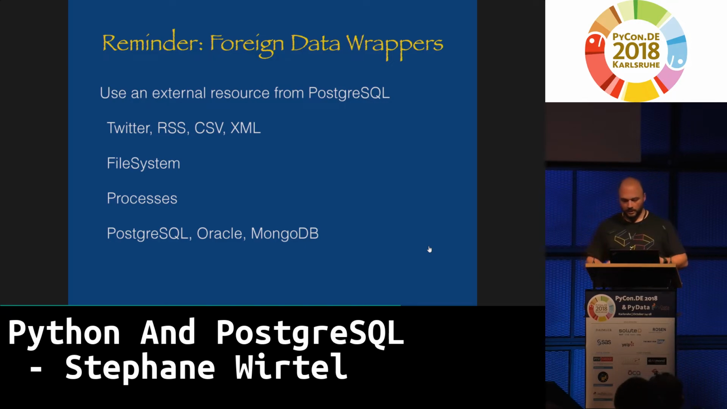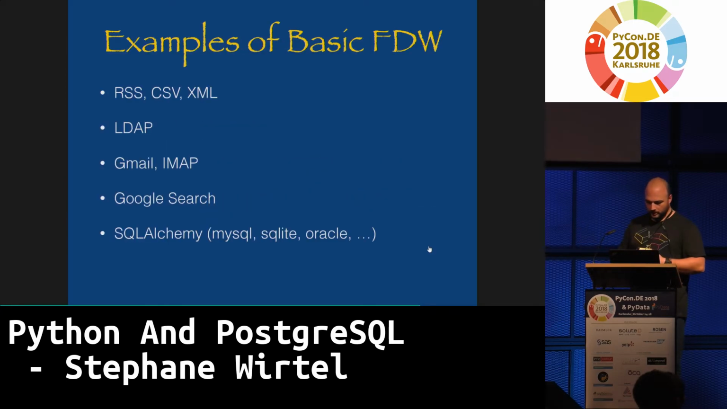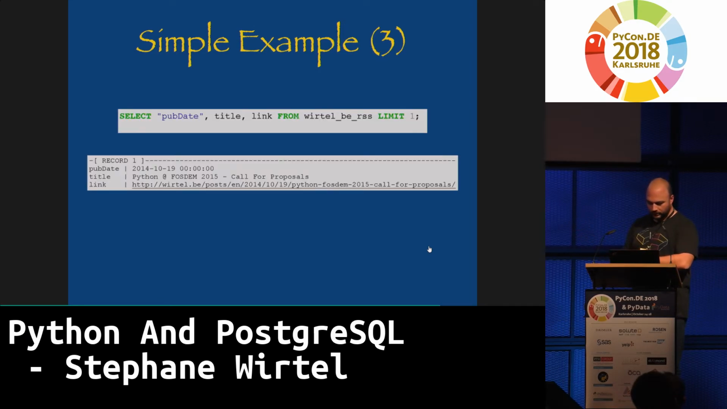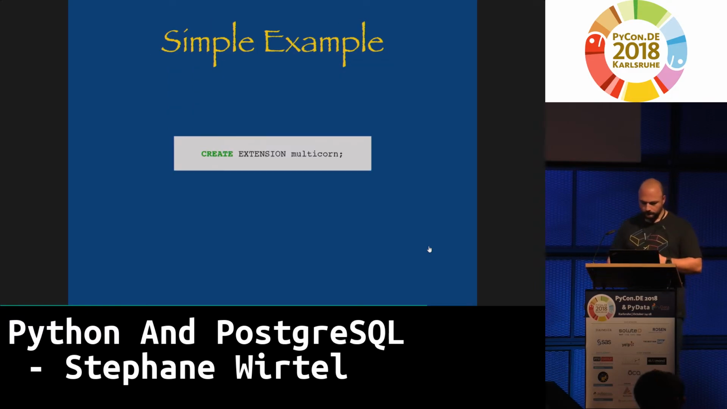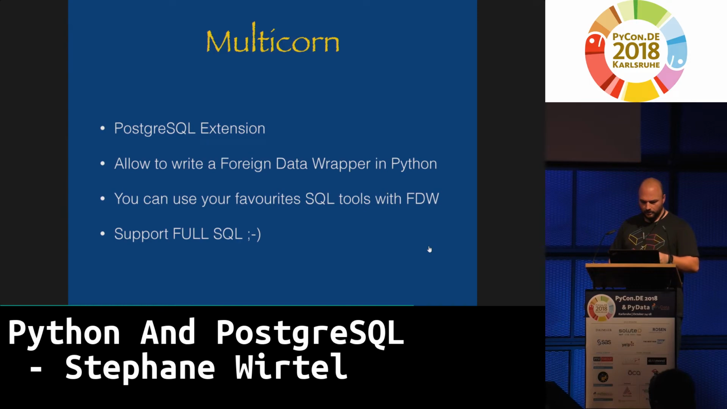I'm going to show an example. It's a foreign data wrapper in C. Not in Python, sorry. So we have the part in C. Multicorn is just for this extension, it supports SQL, there's no problem with that, and it allows you to write your foreign data wrapper in Python.